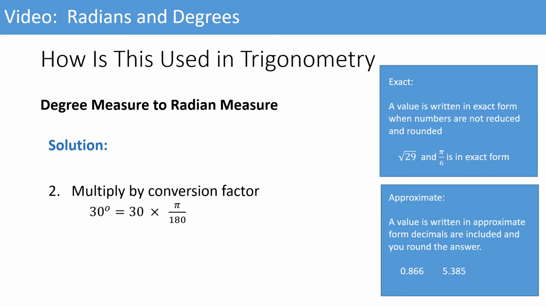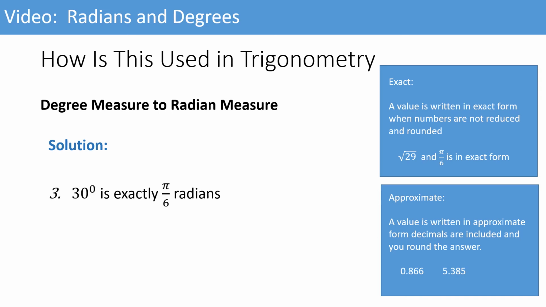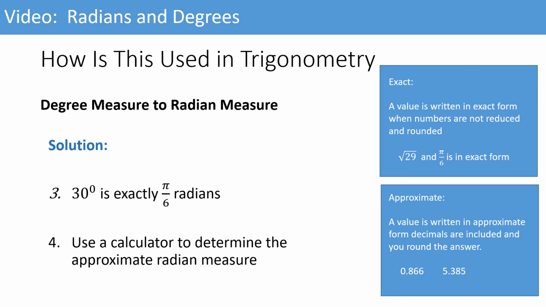So 30 degrees would equal 30 times pi divided by 180. Common factor, so 30 times pi over 30 times 6. Eliminate the common factors top and bottom, and we will arrive at the answer, pi over 6. 30 degrees is exactly pi over 6 radians.